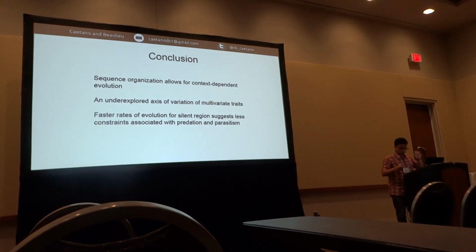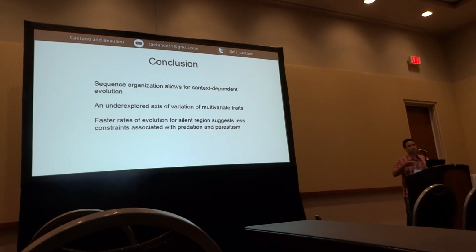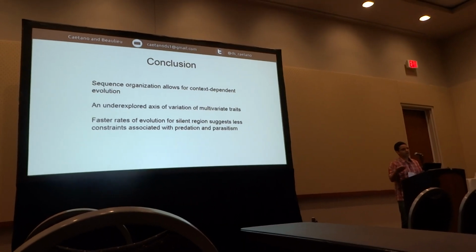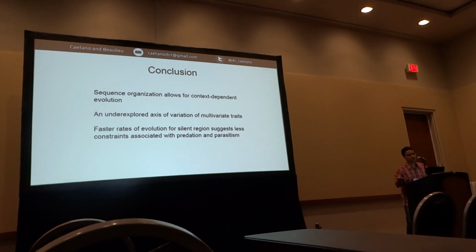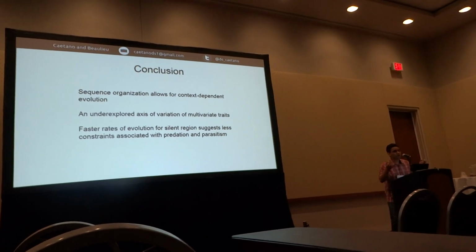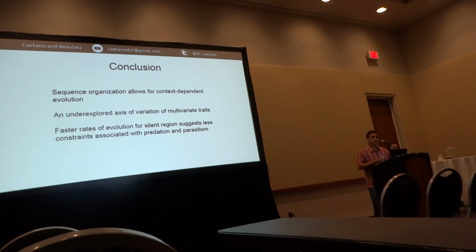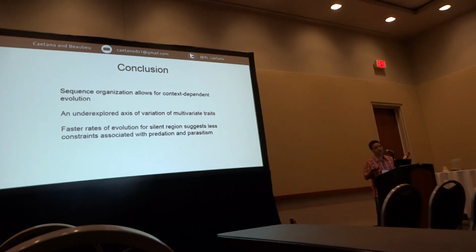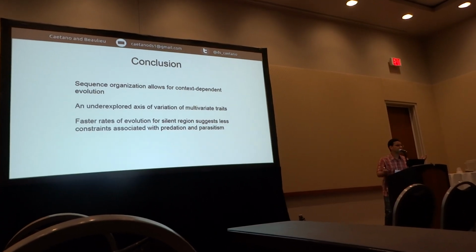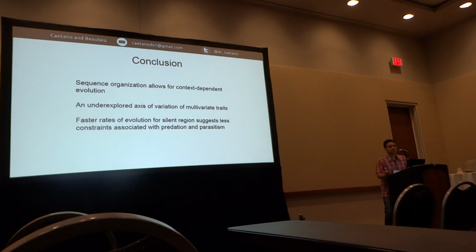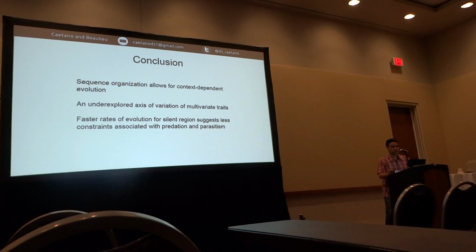So just to conclude here, the first thing that is very important is that sequence organization is a way that evolution has to partition the traits, create integration and modularity, such that these different parts of a dental arc, for example, different teeth can evolve to have different functions. And this is a very interesting idea, in my opinion. The second part is that I do think that sequence organization is an underexplored axis of variation in multivariate data that could open a lot of great avenues for interesting questions.